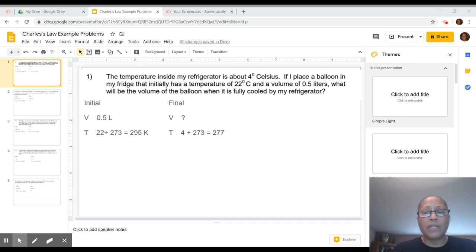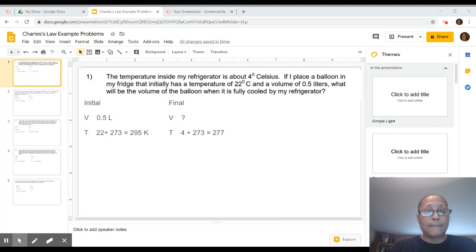All right, so when you're reading the problems, make sure you take note of the initial conditions for which the gas is being observed and the final conditions for which the gas is being observed. And for all of these problems, pressure is being held constant, so therefore pressure is not part of the calculation.